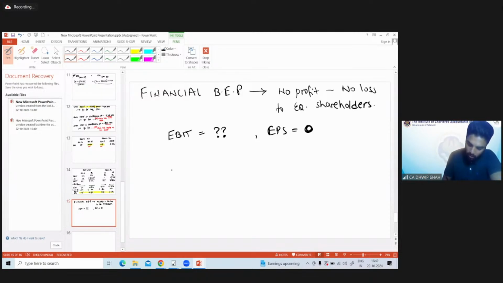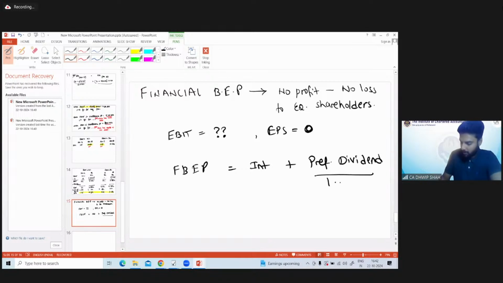And second, you know the formula. Financial break-even point is nothing but interest plus preference dividend divided by 1 minus T. This you would have learned in your regular classes. This is a revision class, so I'm not going into much detail on this formula because you have already learned it, but I'm just recapping the formula. The formula is interest plus preference dividend divided by 1 minus T.